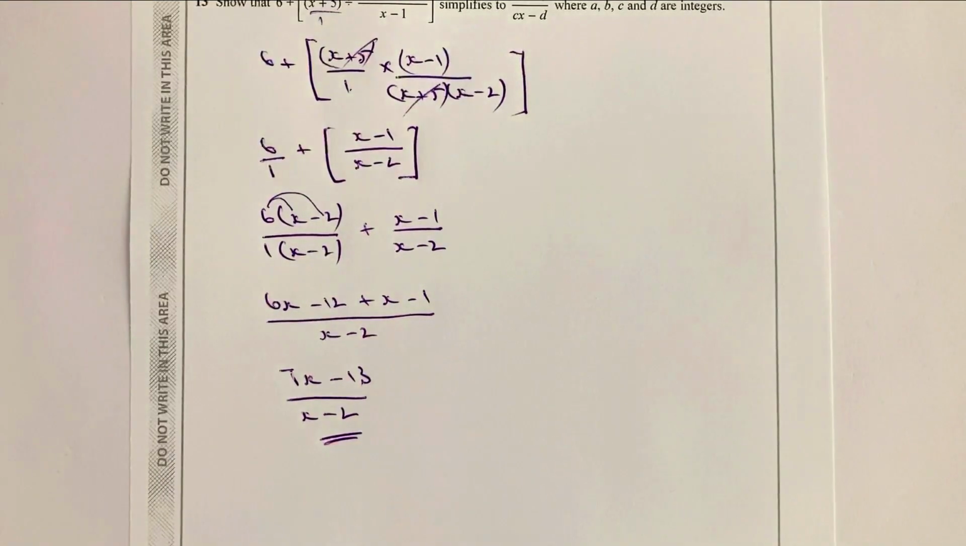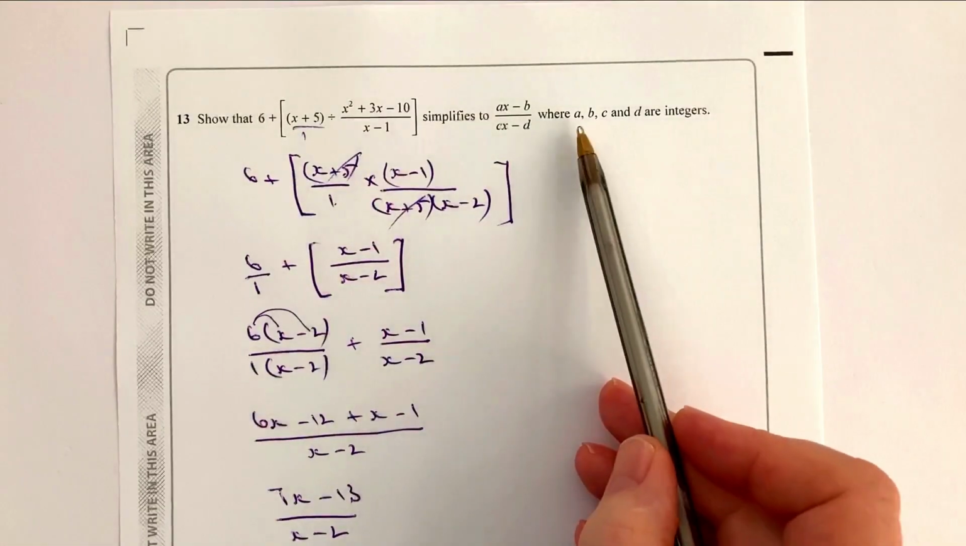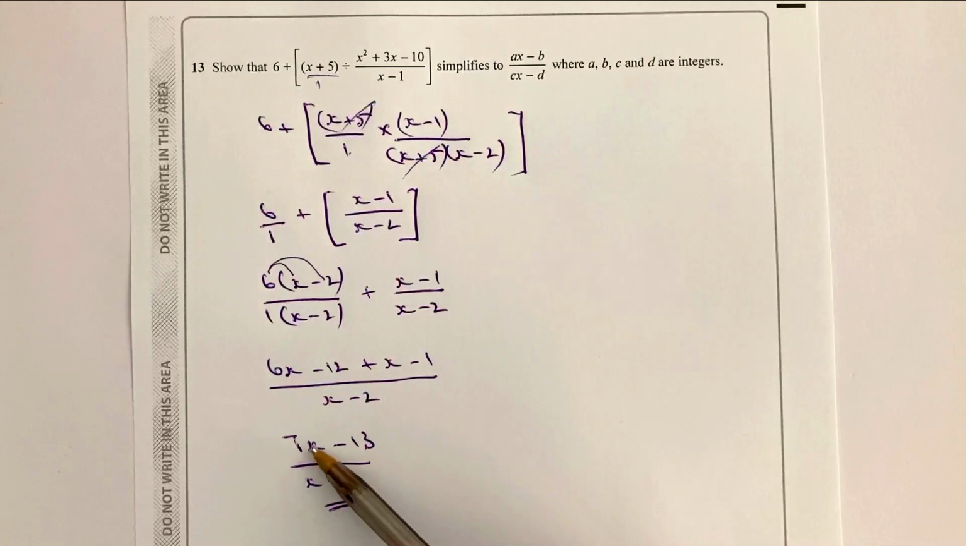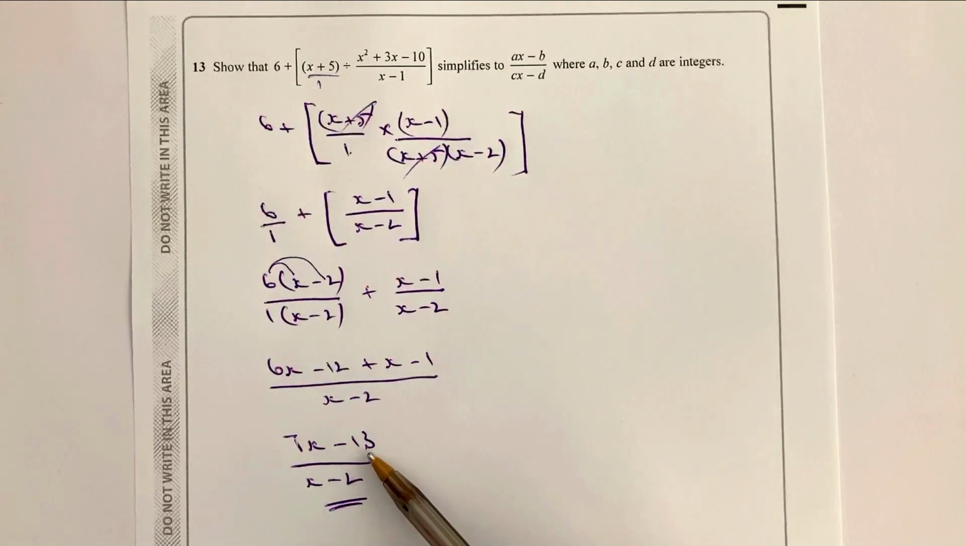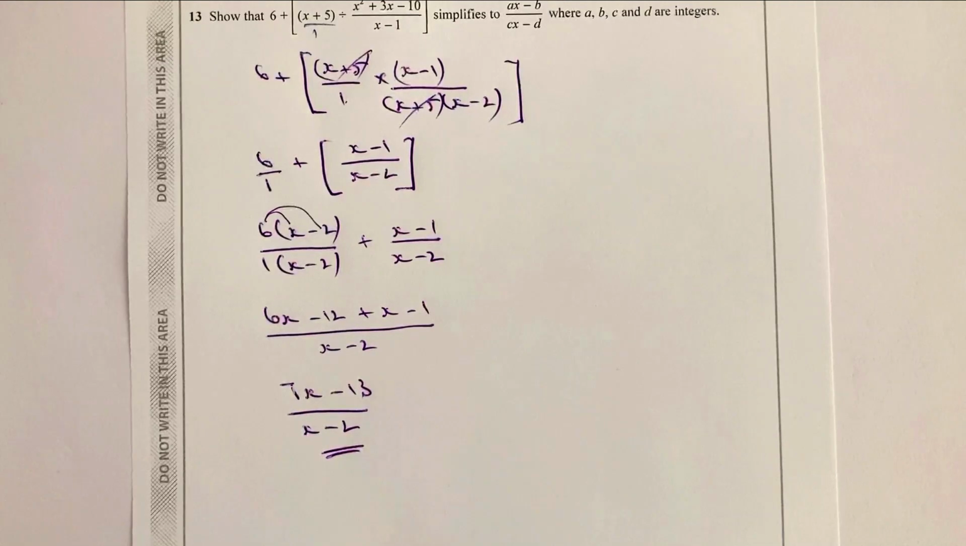And actually, that's the answer to the question. It says where a, b, and c are integers, so the value of a is going to be 7, the value of b is going to be minus 13, the value of c is going to be positive 1, and the value of d is going to be negative 2. Okay, hopefully that's all right for you.